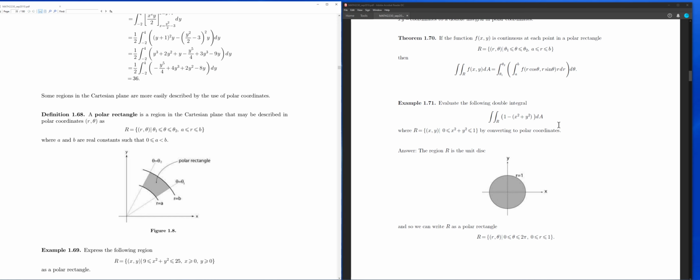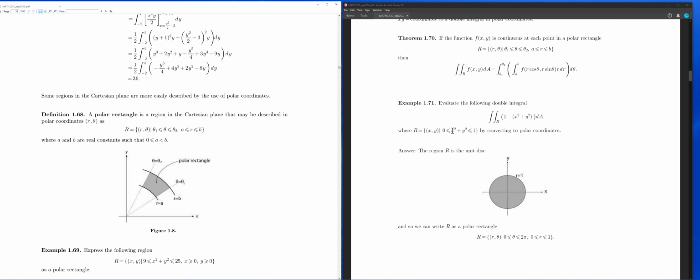Let's look at an actual question where we're evaluating a double integral by using polar coordinates, right? Okay, so they give you your double integral, they give you a function over here, and they give you region R in the xy plane. And this R over here is specified as a set, right? So the first thing you'd want to do is sketch this region. We talked about this, right?